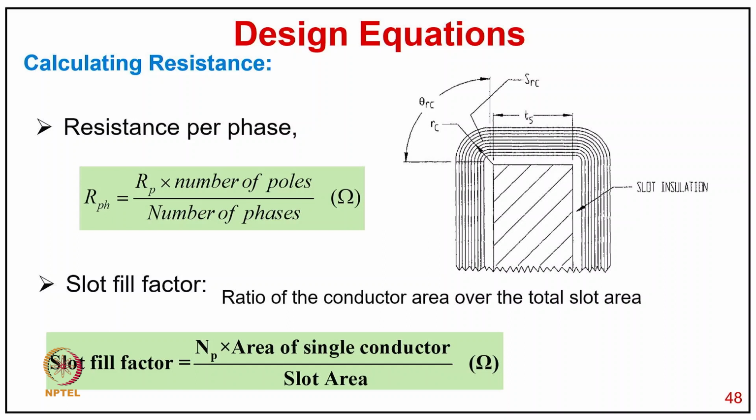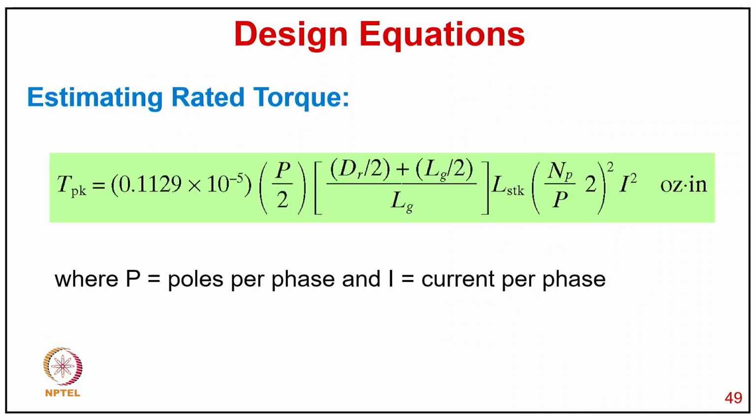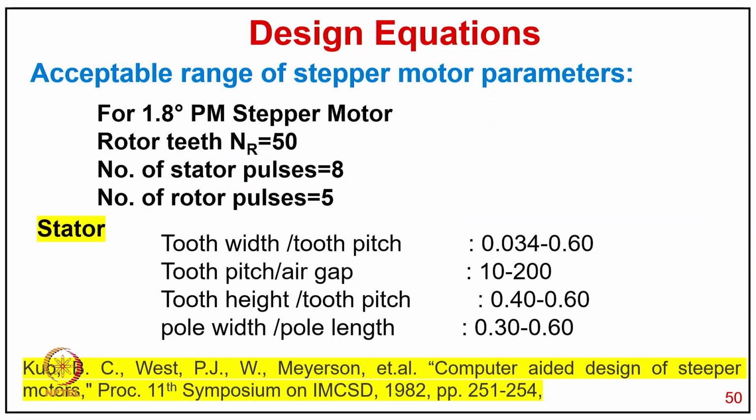So slot fill factor equals NP into area of single conductor divided by slot area, and estimating the radial torque, so TPK equals 0.1129 into 10 power minus 5 P into P by 2 in bracket DR by 2 plus LG by 2 upon LG into LSTK into NP upon P 2 square into I square in ounce inch, where P is the number of poles and I is the current per phase.